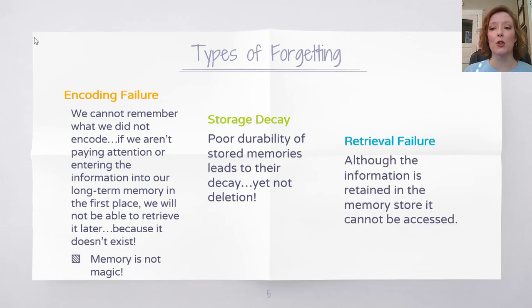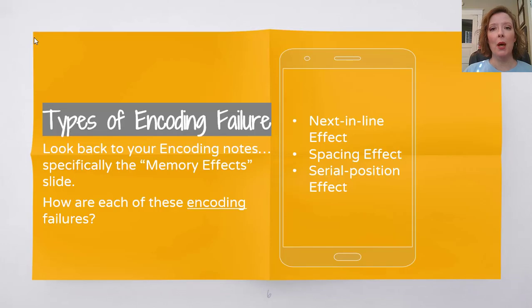And then we have a retrieval failure. Although the information is retained in the memory store, it just can't quite be accessed. So you may want to look back on your encoding notes, specifically the memory effects slide. How are each of these encoding failures? Next in line effect, spacing effect, serial position effect.